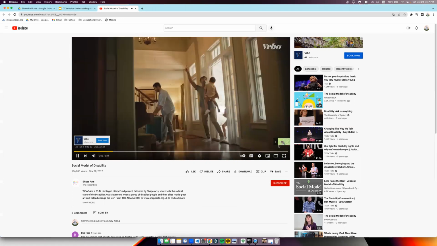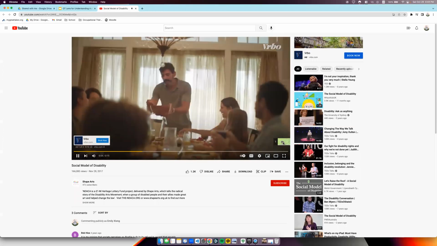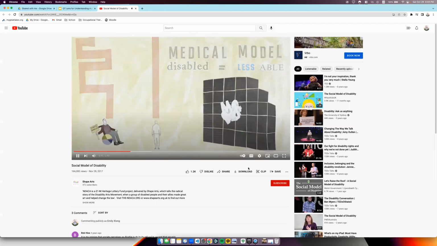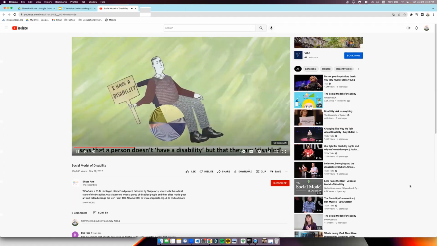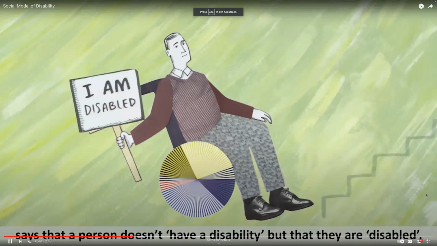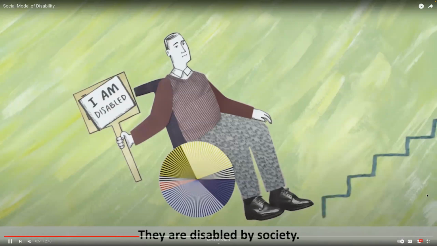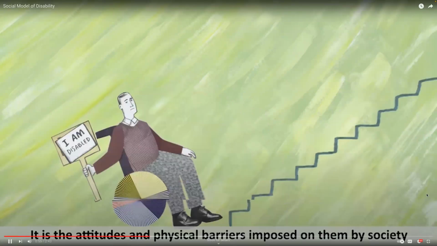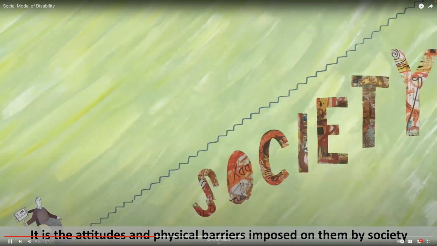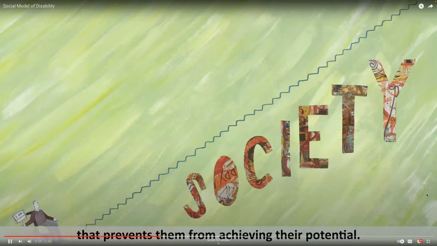At a verbal home, there's someone like you who reunited the The more modern social model of disability says that a person doesn't have a disability, that they are disabled. They're disabled by society. It is the attitudes and physical barriers imposed on them by society that prevents them from achieving their potential.